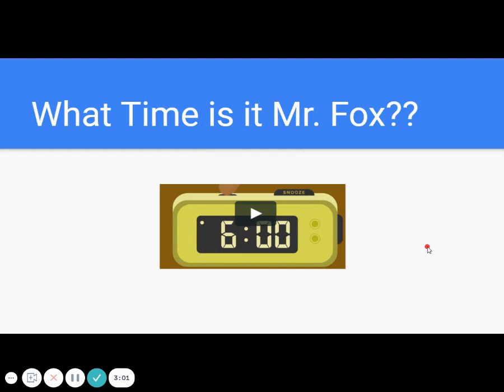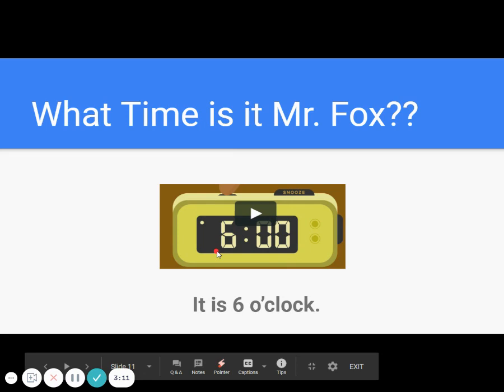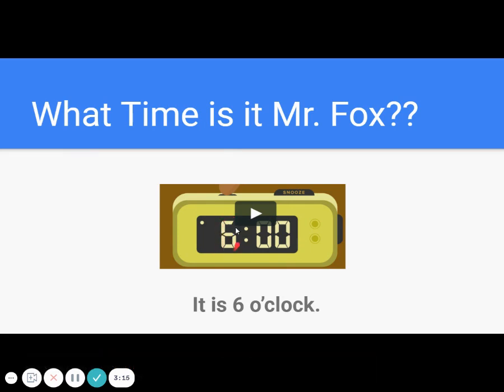What time is it, Mr. Fox? It is 6 o'clock. Good job, friend. You know it is 6 o'clock because it's on a digital clock. The 6 is the first number before the colon, so 6 o'clock.